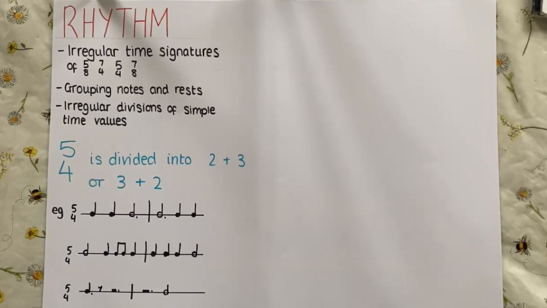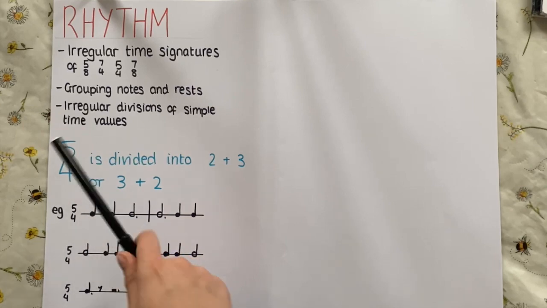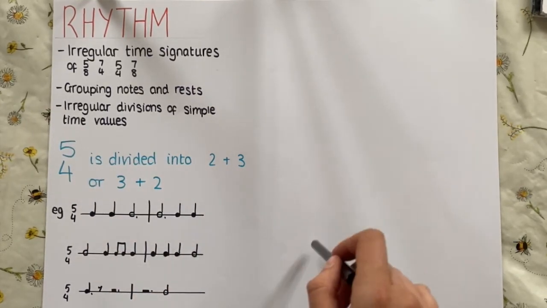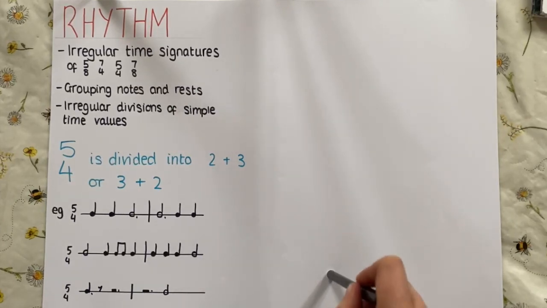So first we're going to start off by looking at 5/4, which can be divided into 2 plus 3 or 3 plus 2. So we've got the 4 on the bottom, which means we're working with crotchets. You can imagine this as being a bar of 2/4 plus a bar of 3/4, or a bar of 3/4 plus a bar of 2/4. So here are some examples that I've written out.